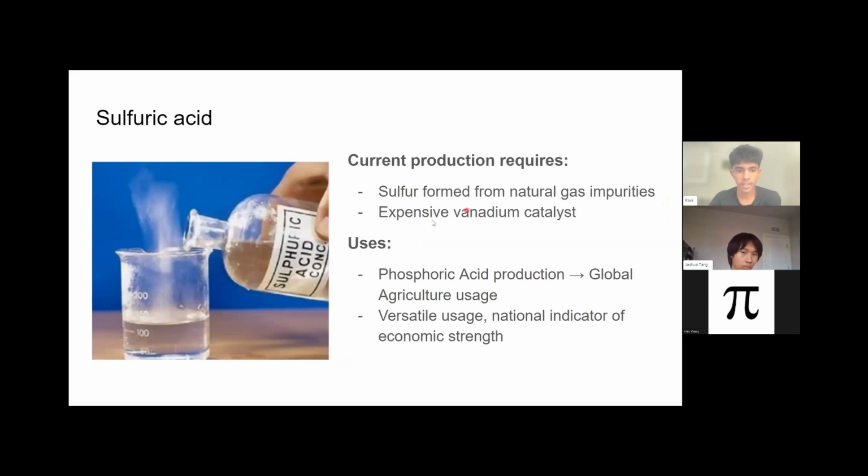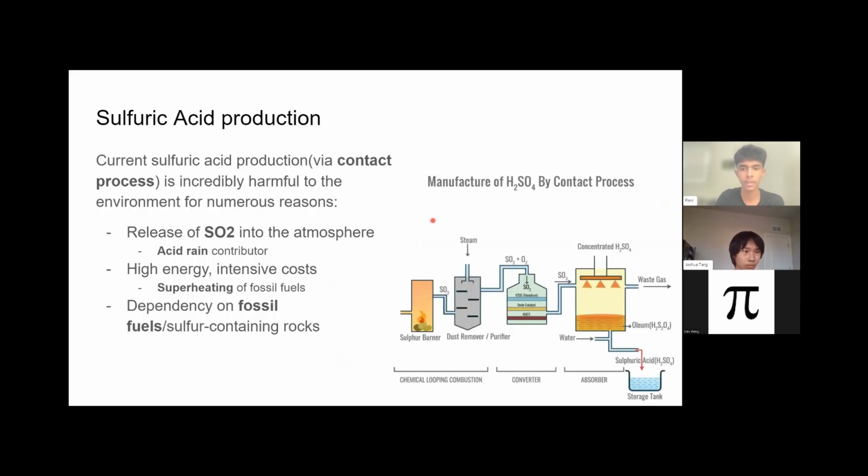And about sulfuric acid, it's used primarily for fertilizer production, but it's versatile and can be used in many other industries. However, its current production has many flaws. Sulfuric acid is produced in bulk through the contact process, which is incredibly harmful to the environment. The first problem is the release of SO2 into the atmosphere, which contributes to acid rain and water pollution. It also requires a lot of energy, leading to higher costs, because we require fossil fuels to be superheated.